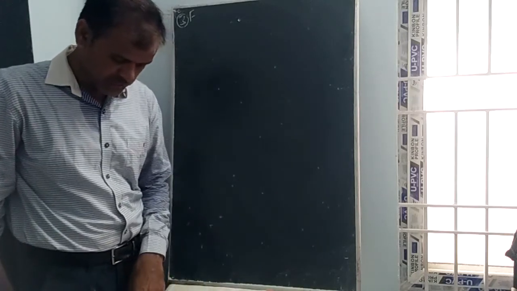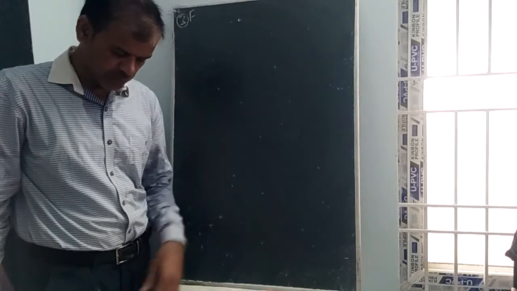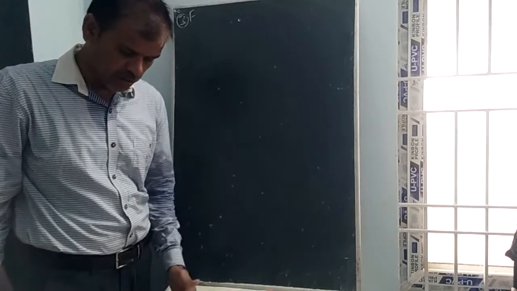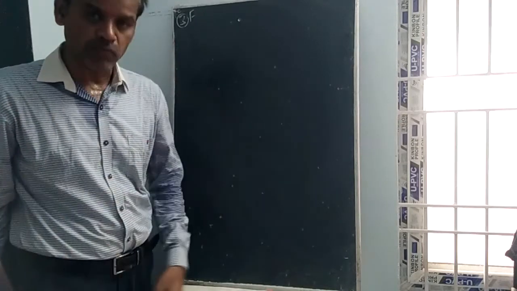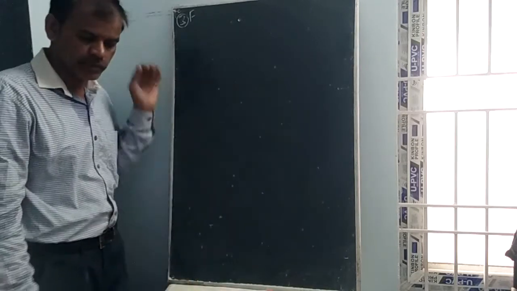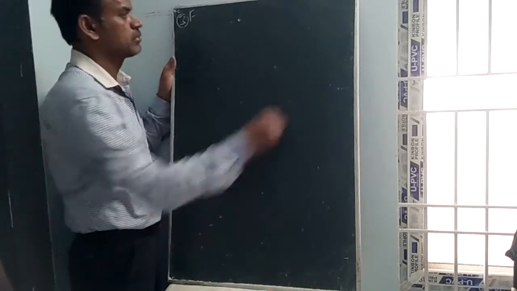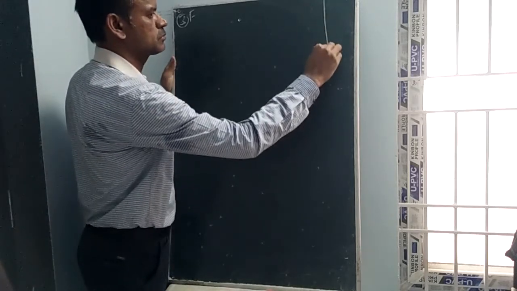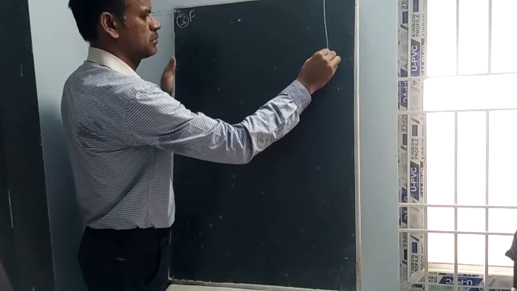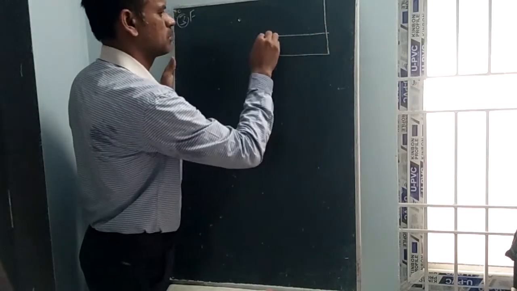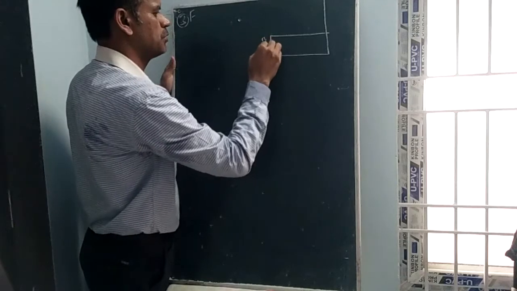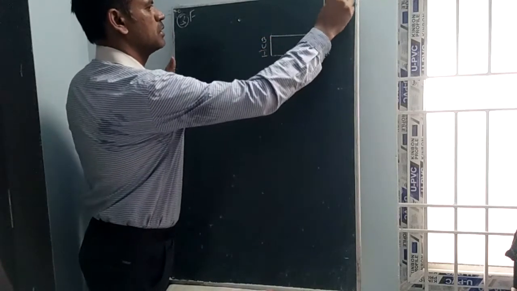The angles of elevation of the top of a tower from the bottom and top of a building of height d meters are beta and alpha respectively. From the bottom it is beta and from the top it is alpha. Find the height of the tower. This is a tower. This is the building. I am writing building, this is a tower.